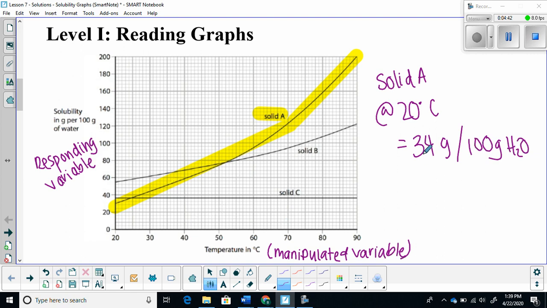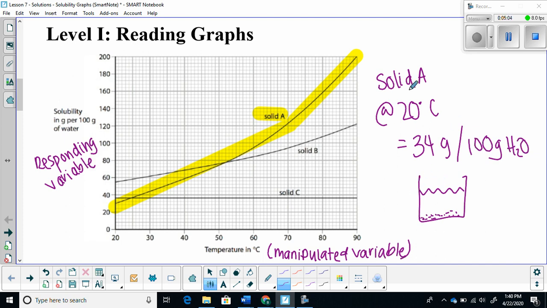If I were to put, let's say, 50 grams of solid A at 20 degrees Celsius, it would dissolve up to 34 grams of it, and then we would see some of the powder or some of the compound settling at the bottom of the beaker because they can only dissolve a maximum of 34.